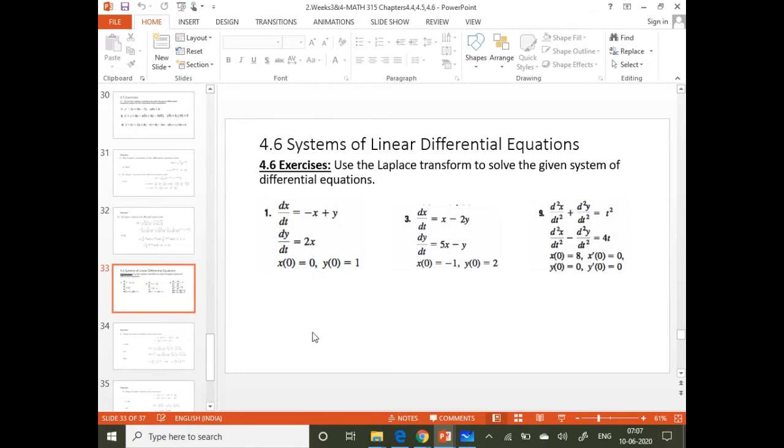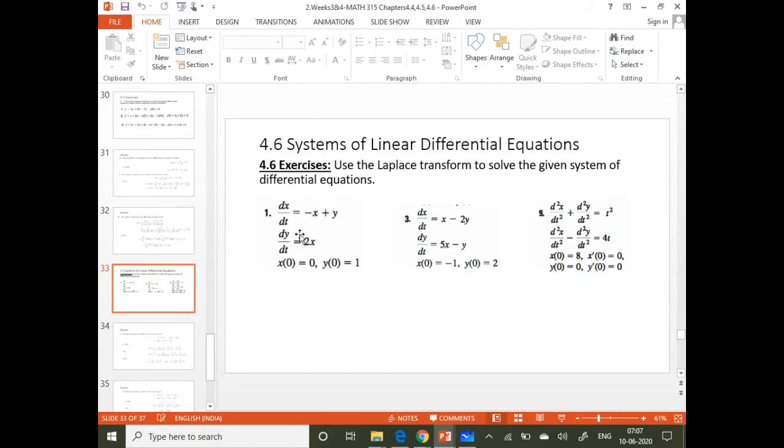If you go through the videos of the first 3 weeks of summer, up to this chapter 4.6, you will understand all the basics of Laplace transform to solve a differential equation. Here it is slightly different. You are solving more than one differential equation at the same time. It's called a simultaneous system of differential equations. Simultaneous linear differential equations, you can call it.